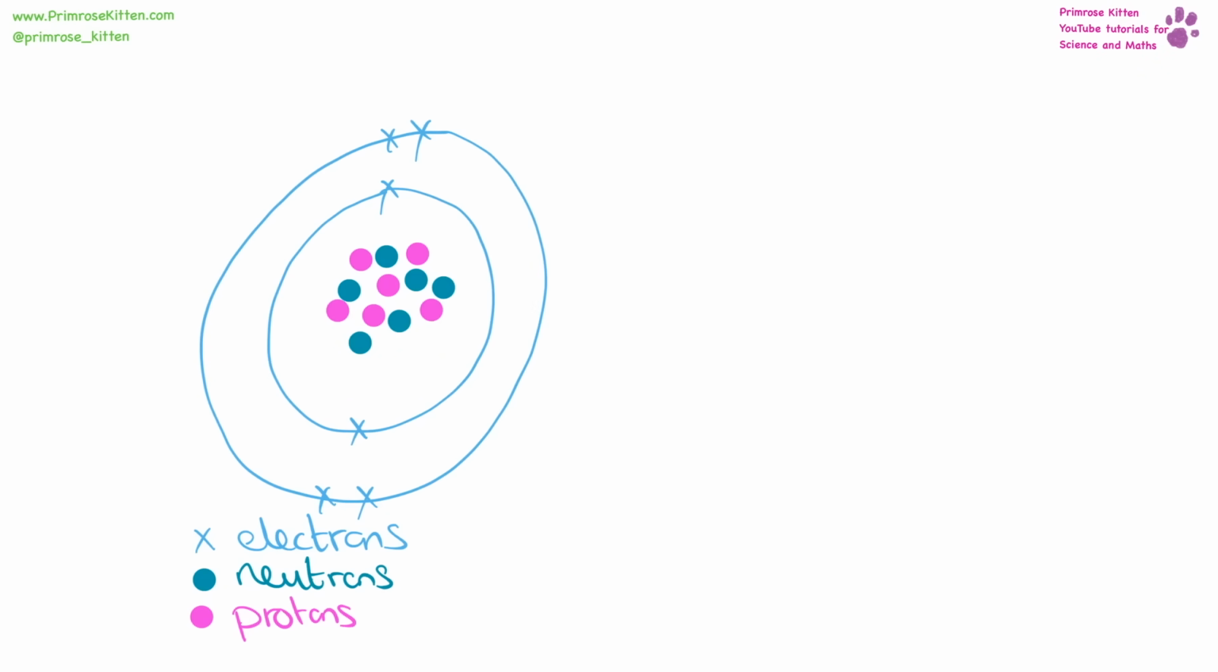Here we have the structure of an atom. We have electrons that are on the shells around the outside, protons that are in the middle, and neutrons that are in the middle. And this bit in the middle here is collectively called the nucleus.